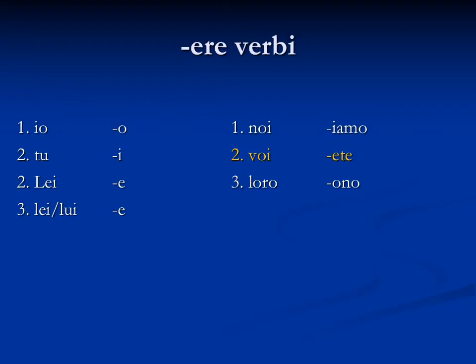Taking a look at the form of an -ere verb, let's take a look at the endings here. First we have io, o, tu, i, lei, e, lui, lei, e, noi, iamo, voi, ete, and loro, ono. The first thing that you will notice is that the voi form is highlighted in yellow. And once again, this is to point out that the only difference between an -ere verb and an -ire verb, which we previously looked at, is that voi form. It's ete rather than ite. So let's say that one more time without the subject pronouns. O, i, e, iamo, ete, and ono.